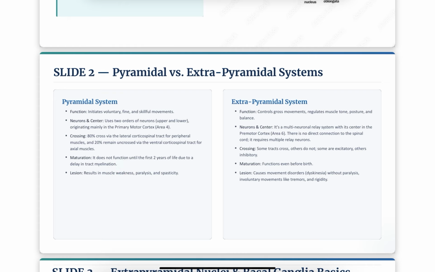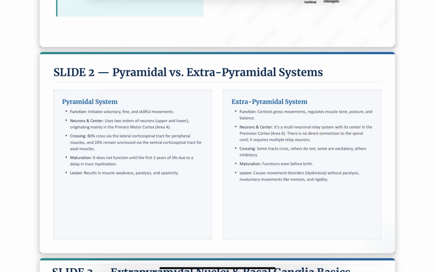Now let's compare it to the extrapyramidal system. The extrapyramidal system is more involved mainly in the gross movement, such as the muscle tone, the posture, and the balance. Now, unlike the pyramidal system, it's basically a multineuronal relay system, and we find it in the premotor cortex, area 6, and here it's area 4. Okay, so there is no direct connection to the spinal cord. Instead, it's basically multiple relay neurons.